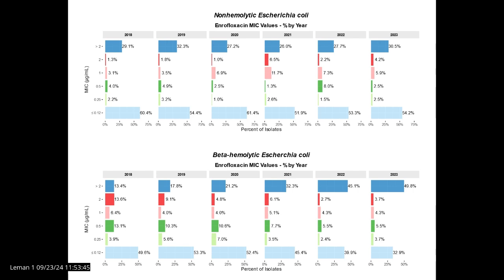Again, we do have those isolates that are resistant or have higher MICs in the non-hemolytic, but it doesn't seem to be changing. So there may not be as much pressure on those non-hemolytic E. coli's as might be being placed on our beta hem E. coli's.